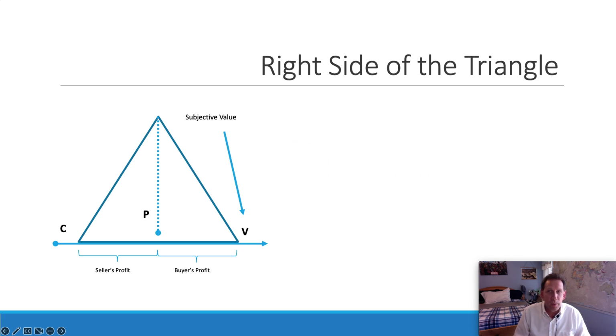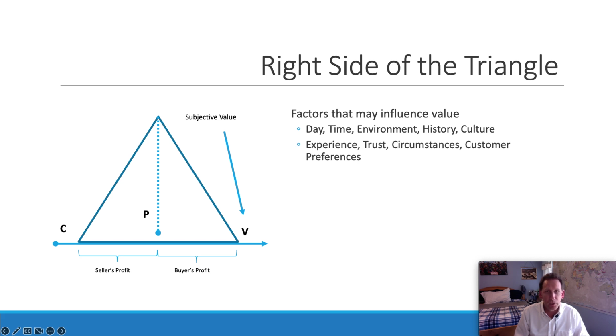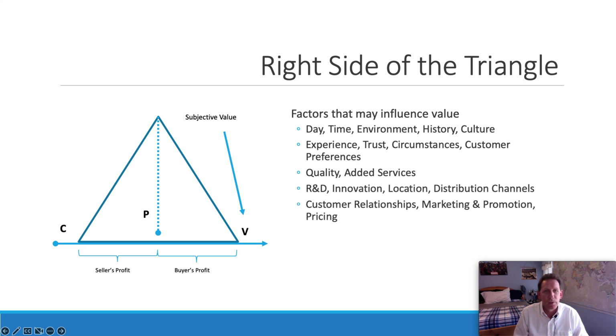So let's continue to look at this right side of the triangle. What are some things that can influence value? Well, there's a lot. Day, time, environment, history, culture, experience, trust, circumstances, customer preferences, quality, added services, R&D or research and development, innovation, location, distribution channels, customer relationships, marketing and promotion, pricing, geographics and psychographics. These are things that we'll discuss in later lessons. Also, there can be payment options or branding. All of these things can influence value, and again, because value is subjective, right? But we can increase that value, it increases the profit.